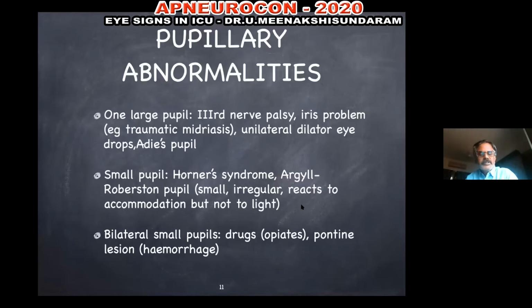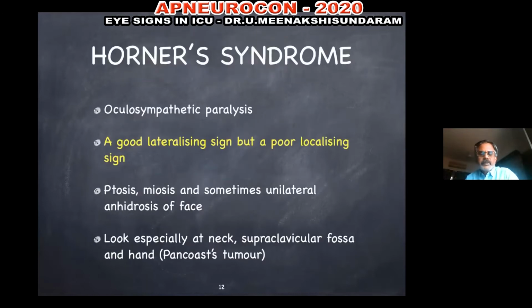We all know that when you see bilateral small pupils, you start thinking about pontine lesions in an appropriate patient, but we should also remember drugs, especially opiates. Horner syndrome, I'm not going to go into the details. All of you, I'm sure, know about this.